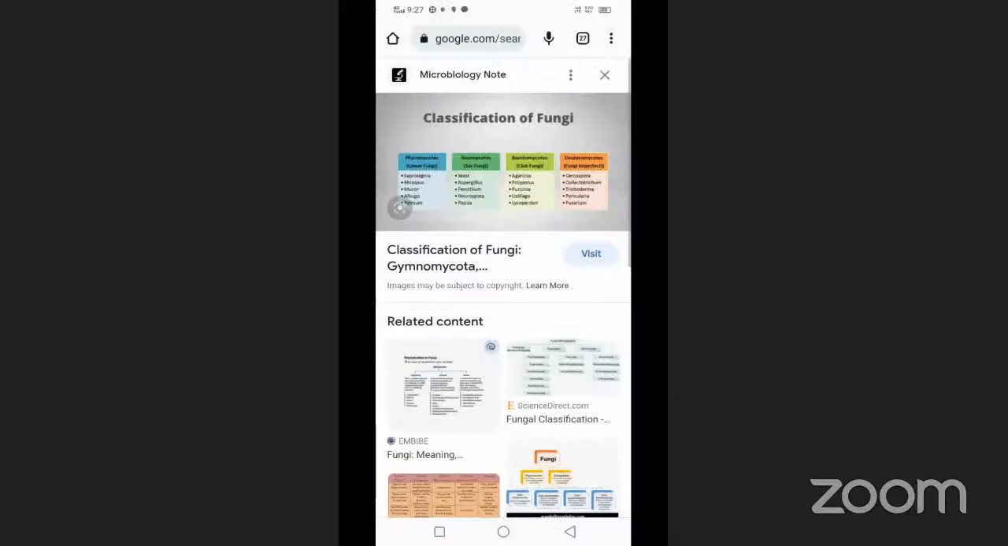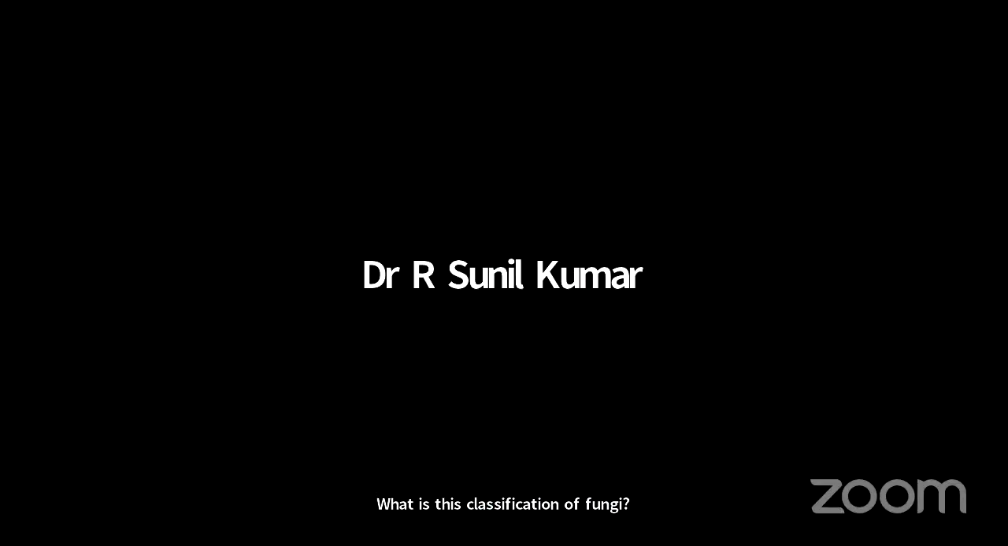So this is the classification of fungi: Myxomycota and Eumycota. Myxomycota are the slime molds. Slime molds are also called Myxomycota. These are the diagram.